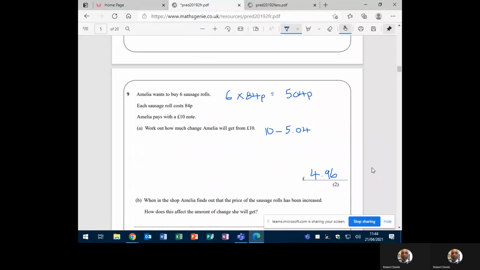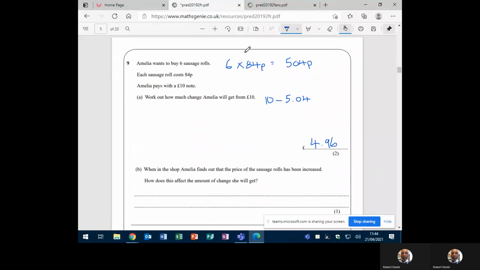And if the price of sausage rolls goes up, you'll spend more money, so you'll get less change. So I'm just going to write here, get less change. Only worth 1 mark, so we're not expected to write a great deal.